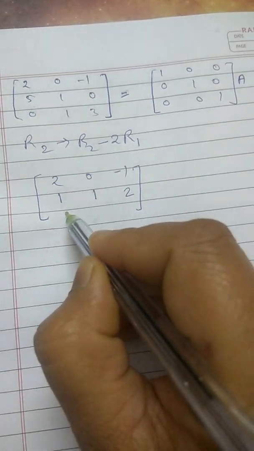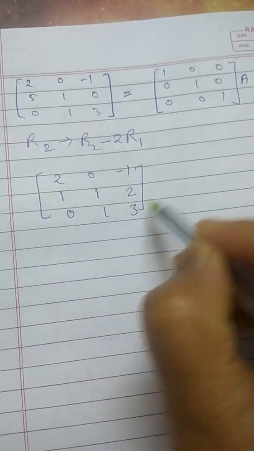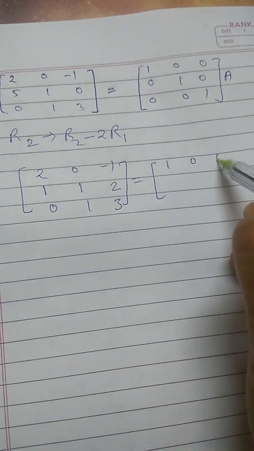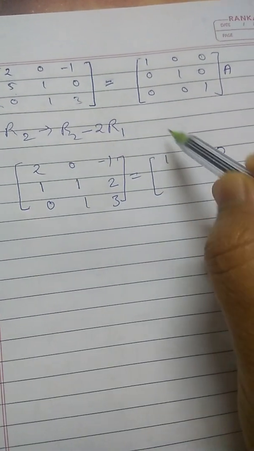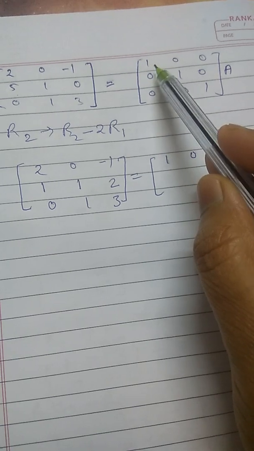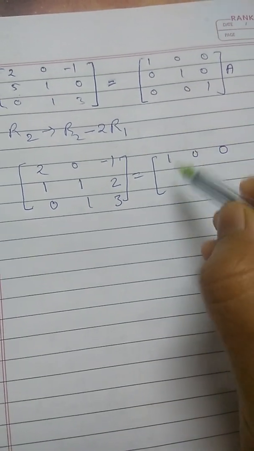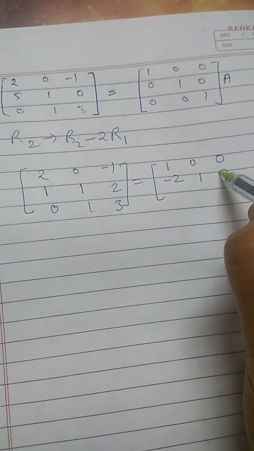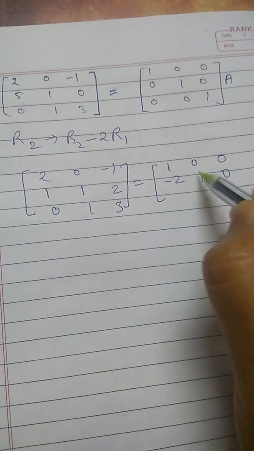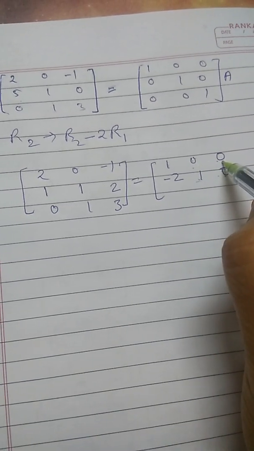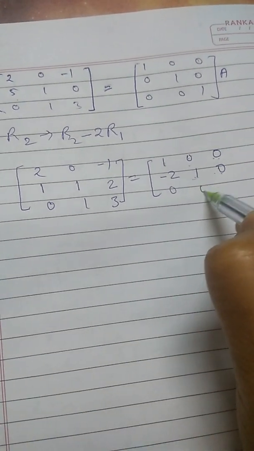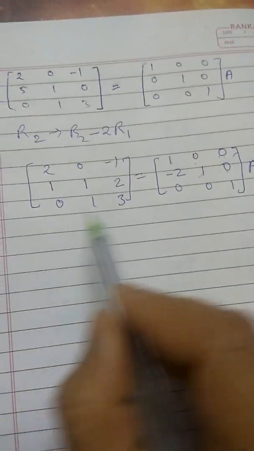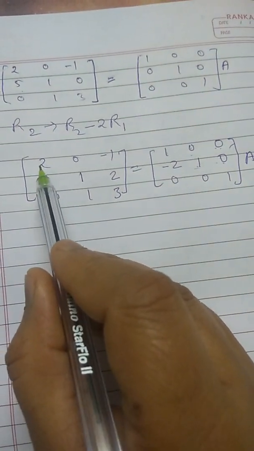And the third row stays as it is, 0 1 3. The first row on the right side stays as it is, 1 0 0. In the second row, multiply 1 by -2 plus 1 0, you will get -2, 1 and 0. These elements will not change because here we have 0 0. The third row stays as it is, 0 0 1 into A. Is it clear?